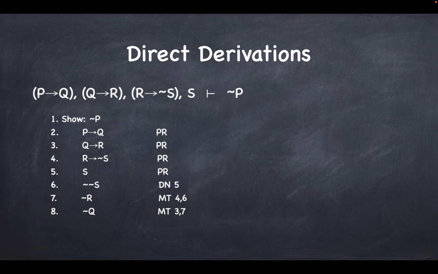Once we have not Q, what should come next? Maggie? Yeah, not P. How come? 2D. Right, MT 2 and 8. This is just a successive application of the very same step, just applying it to different lines in the argument.